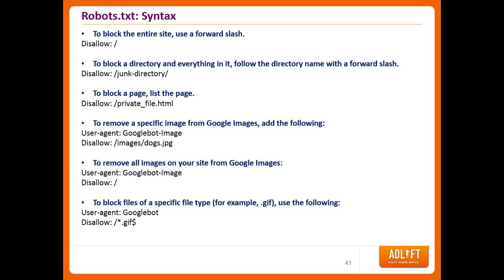If you want to block a particular page, you can block that page as well, like we have done with private_html_file.html. If you want to block a specific image, you can do that with the image name. You can block Google image crawlers from crawling your images. You can mention that if you want them to crawl your website but not the images, you can do that as well.